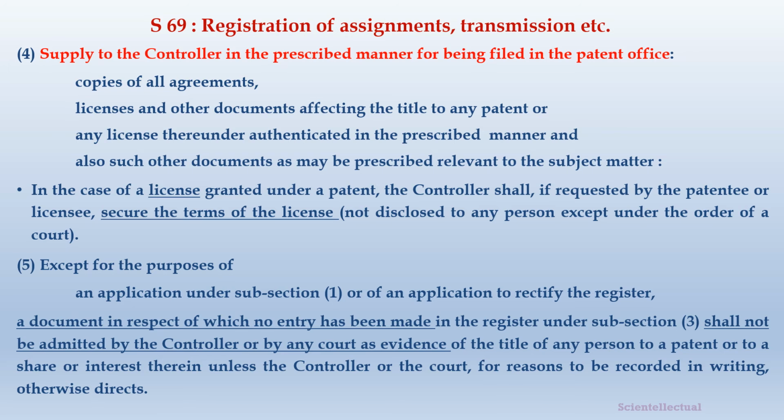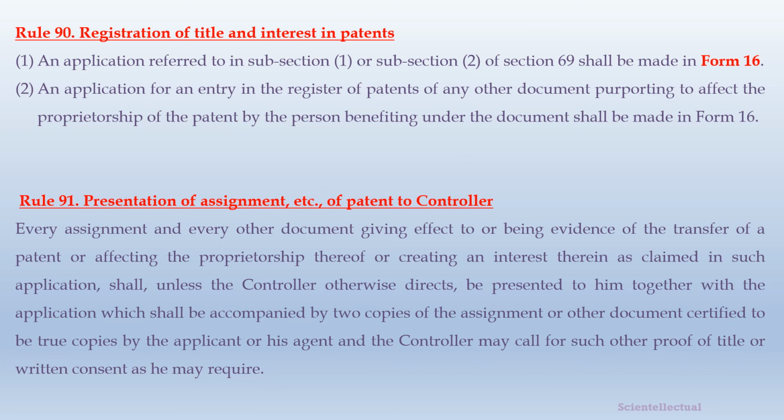Subsection 5. Except for the purpose of an application under subsection 1 or an application to rectify the register, a document in respect of which no entry has been made under subsection 3 will not be admitted by the controller or by the court as evidence, until and unless it is directed otherwise.